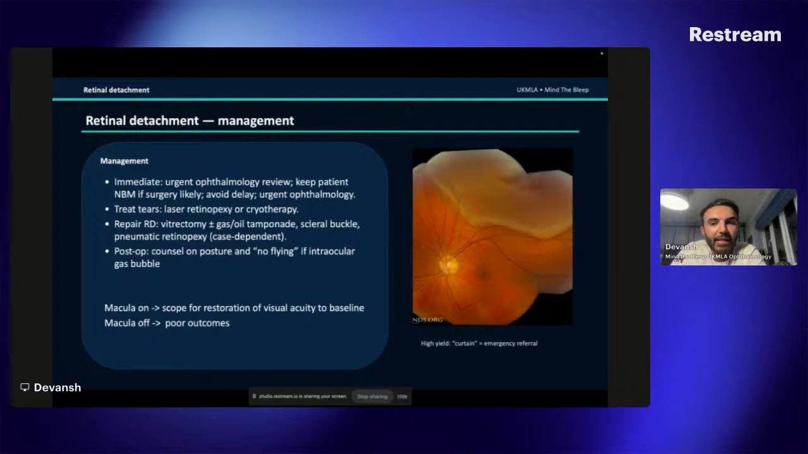as well as scleral buckling. If you're looking to sit the Duke Elder exam, then knowing these management types and when they can be used and the benefits of them is incredibly important. But for the context of UKMLA, just a brief awareness is probably good enough. Macula on versus macula off, we've already described. So any further questions regarding those, feel free to drop them in the chat and we'll take it from there.